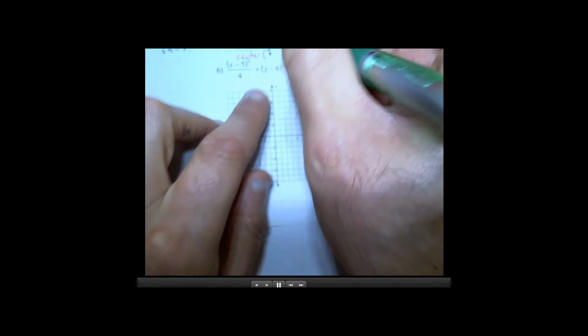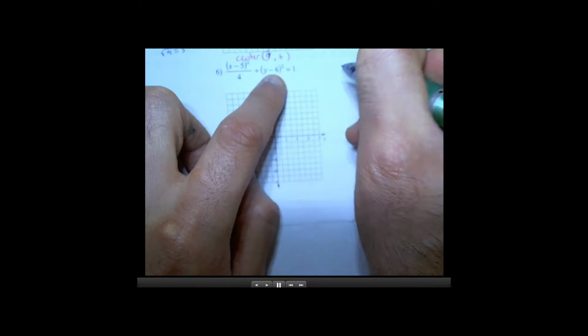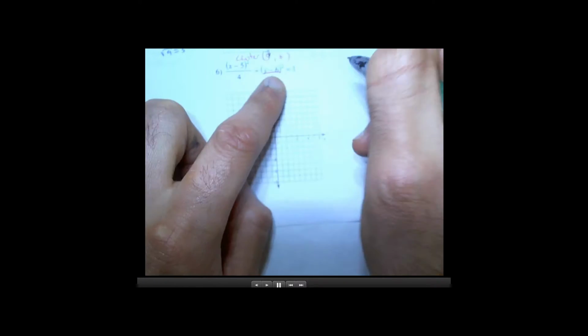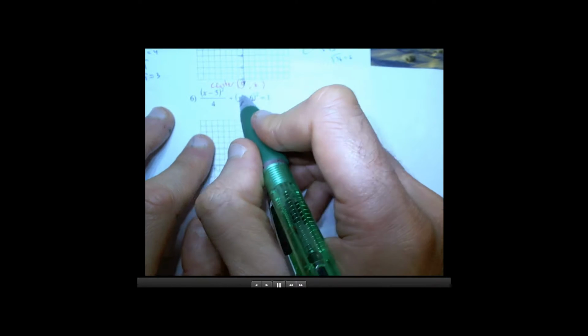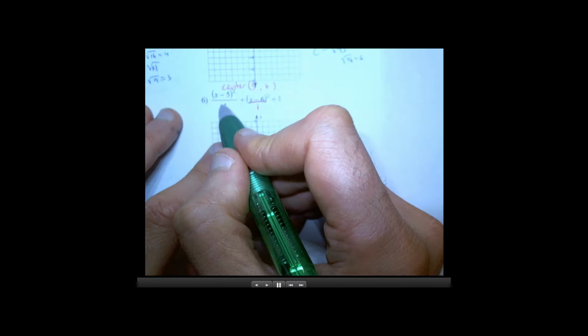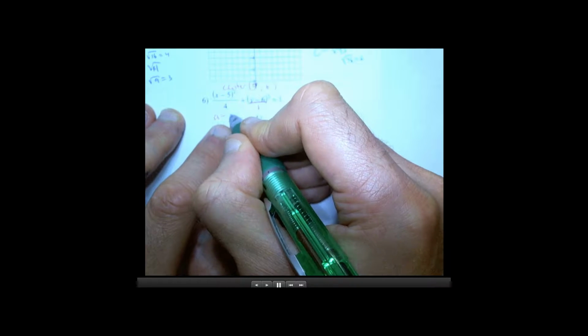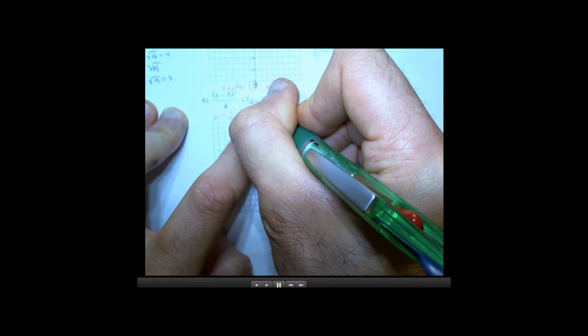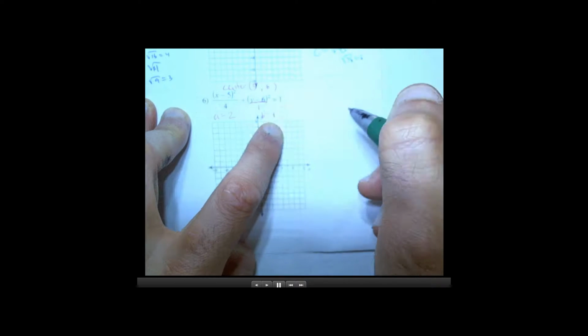For number 6, where is our center here? It's going to be 5, 6. Good. Let's just do this one together. Our center is 5, 6. X is our major axis. Ladies and gentlemen, what is our A here if this is 4? A is 2. What's our B? B is square root of 1, which is 1.